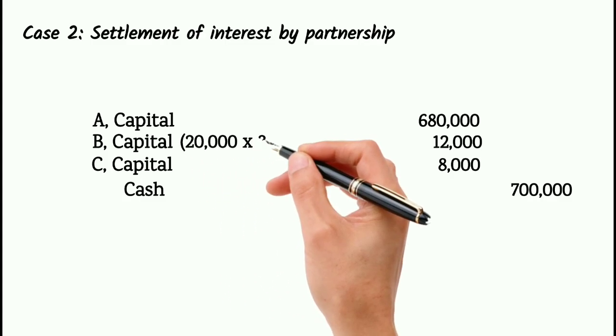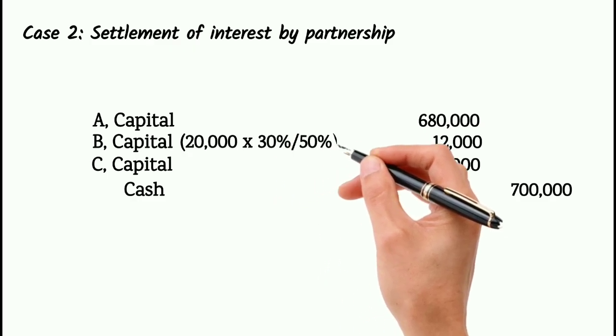Paano na-compute yung 12,000 pesos at 8,000 pesos? Ang difference between 700,000 pesos and 680,000 pesos ay 20,000 pesos. Yung 20,000 pesos, yan yung i-allocate natin kay B at C. So for B, 20,000 pesos times 30% over 50%. That is equal to 12,000 pesos.